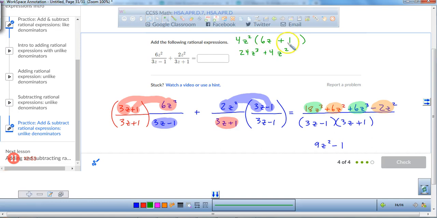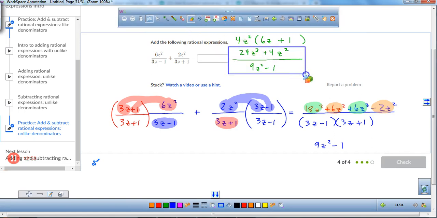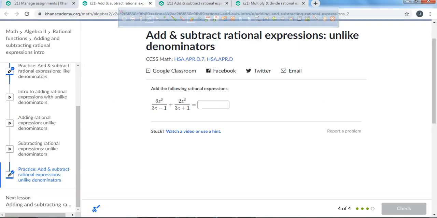And you'll notice that none of these cancel out any of those. So we can pretty much just leave it as is. We can leave it as 24z cubed plus 4z squared. And I think it'll be faster, instead of writing it in factor form, I'm just going to write it in expanded form right there. And this is how I'm going to write this answer. Let's go ahead and type in our final answer.